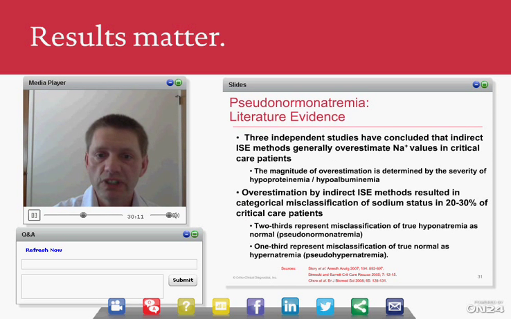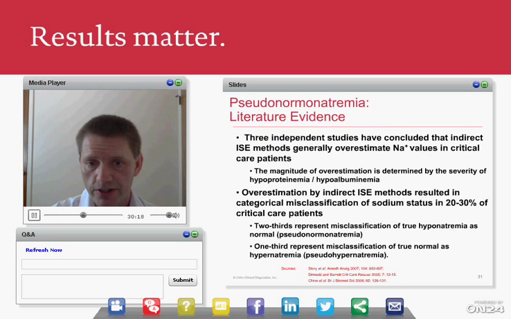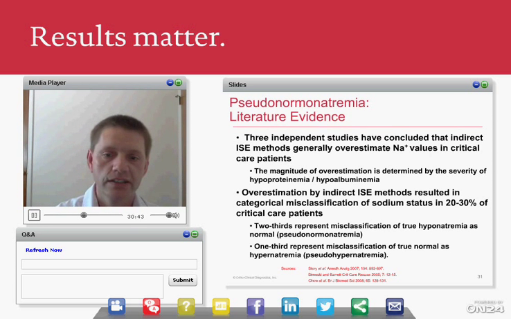In terms of literature evidence for pseudonormonatremia, there are three independent, third-party studies that have concluded that indirect ISE methods generally overestimate sodium values in critical care patients. In a couple of these publications, they directly showed that the magnitude of the overestimation was proportional to the level of hypoproteinemia, or hypoalbuminemia in one case.